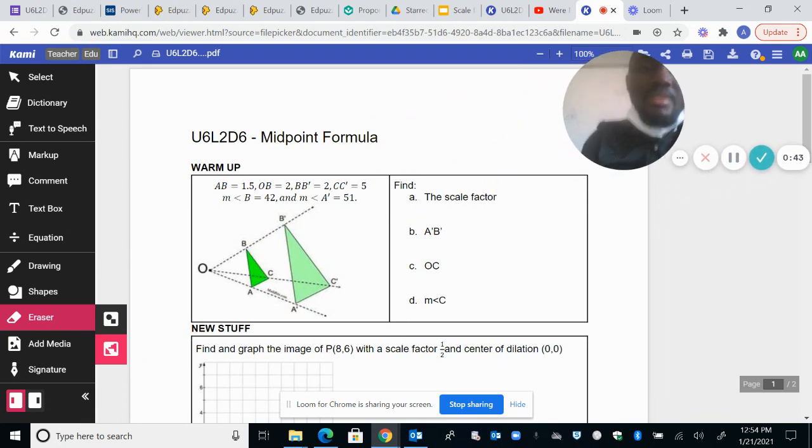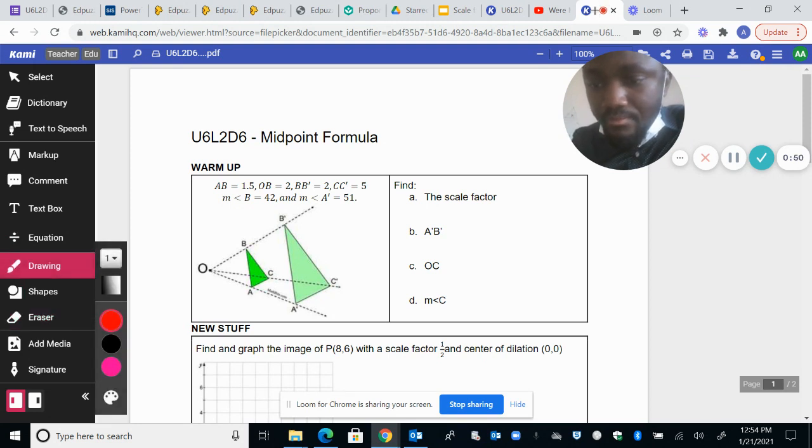As you can see here, AB is 1.5, OB is 2, BB prime is 2, and CC prime is 5. The measure of angle B is 42, and A prime is 51. If you want to find the scale factor here, since triangle A prime B prime C prime is the image of triangle ABC and it's quite bigger than ABC, we're going to have an enlargement, and the scale factor has to be bigger than 1.